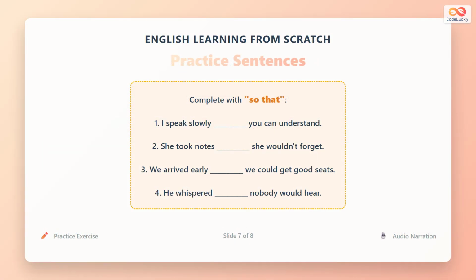Now practice with these sentences. Complete them using so that. I speak slowly so that you can understand. She took notes so that she would not forget. We arrived early so that we could get good seats. He whispered so that nobody would hear.